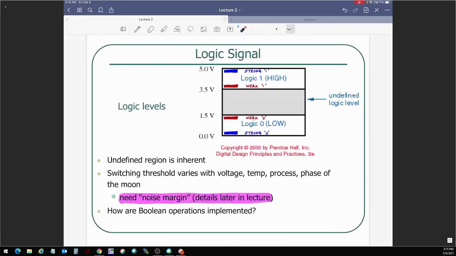Now let's talk about the question that is the core of the discussion today. How are Boolean operations implemented? If you want to implement NOT, AND, OR, NAND, NOR, how do you implement that?